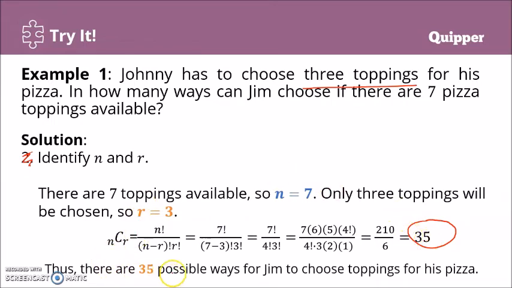So, thus, there are 35 possible ways for Jim to choose toppings for his pizza. Okay, so, using your calculator, that's again 7, and then shift, nCr, and then yung r natin is 3. So, that would give you 35. Yung nCr in Casio calculator, that's the second function of the division. Diba yung nPr nasa multiplication sa x? So, ang nCr nasa division symbol. Second function.